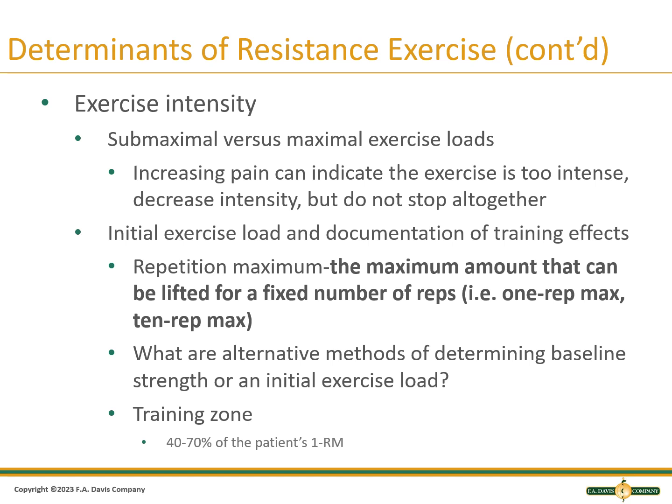The initial exercise load and documentation of training effects can be determined by looking at the repetition maximum. So what is the maximum amount that a person can lift for a fixed number of reps? Most commonly, we'll talk about a 1 rep max. So what is the maximum weight that can be lifted by a specific muscle group or a specific motion for 1 repetition, where at that point the muscle is at its fatigue and it cannot do a complete repetition the second time. And we'll use 1 rep max as kind of a baseline of what percentage of resistance we want to utilize.